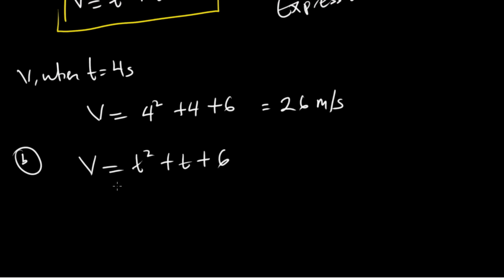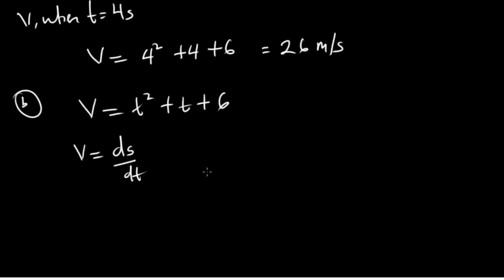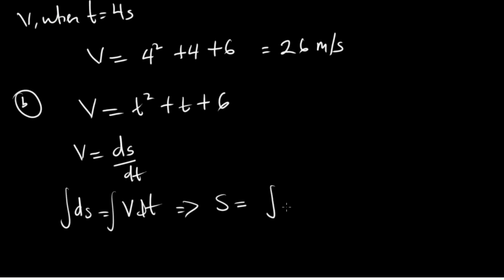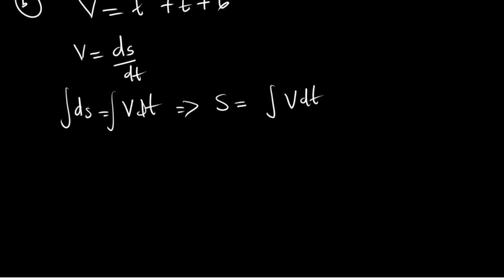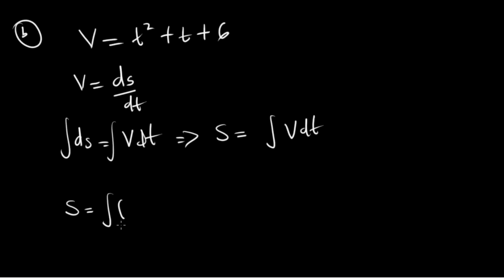From the illustration, we have the velocity equal to change in displacement over change in time, which is change in distance over change in time. And then we can have ds equal to v dt. Integrating both sides again, we are going to have s equal to the integral of v dt. In the case of our example, s is equal to the integral of our velocity at time t seconds, t squared plus t plus 6, dt.